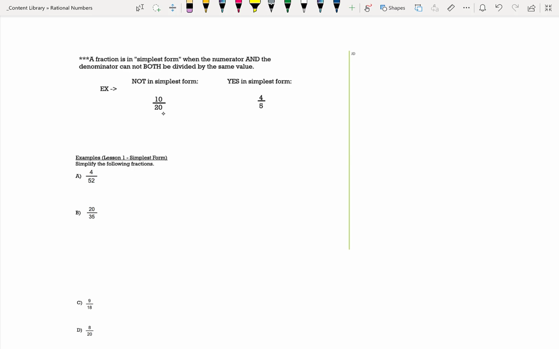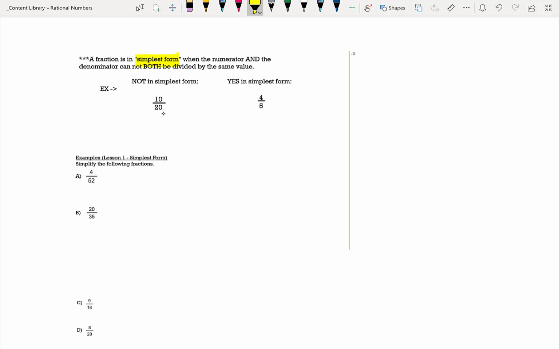Hi everyone. In this video, we are going to review simplifying fractions and how to make sure that you are writing your answers in simplest form anytime that you're working with fractions, unless it's stated otherwise. So at the top, we have just a reminder. A fraction is in simplest form when the numerator and denominator cannot both be divided by the same value.